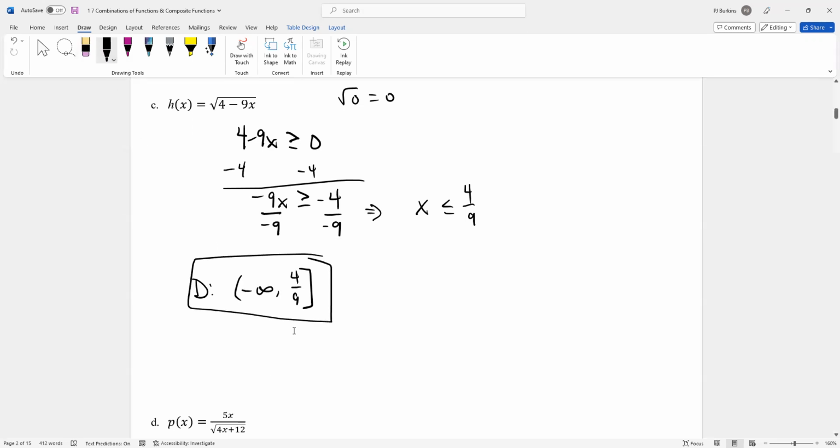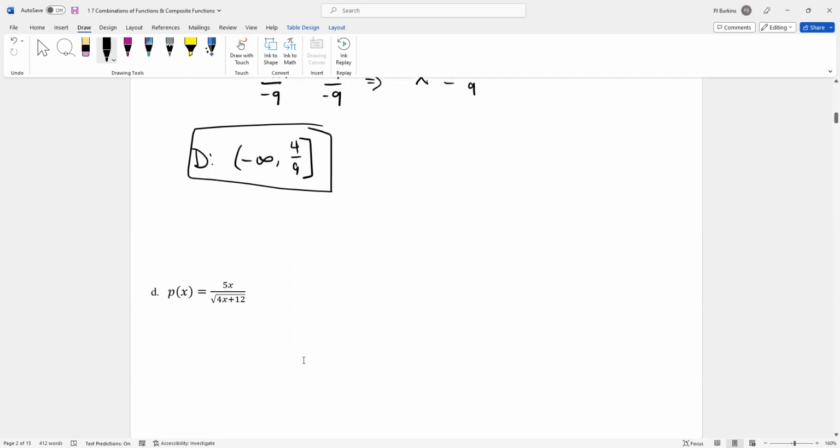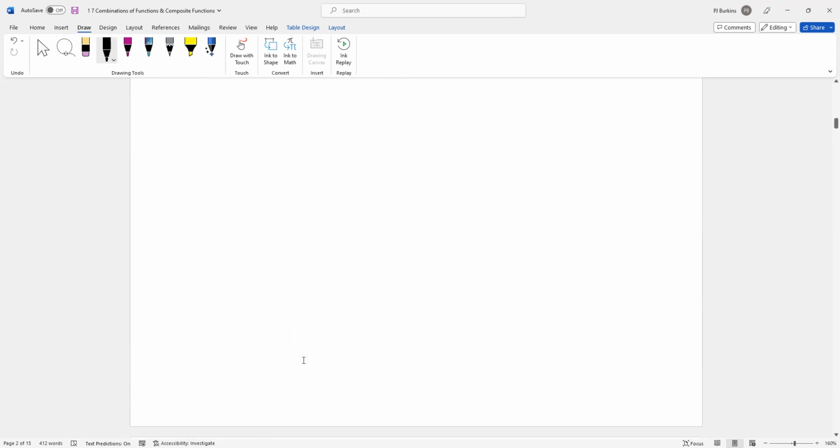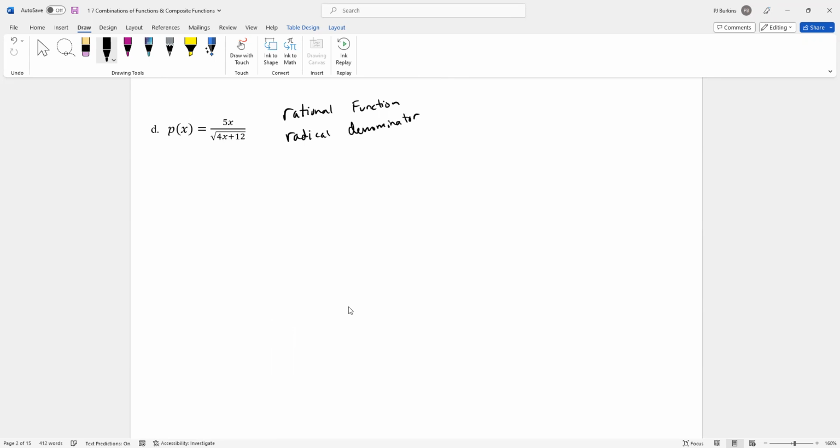Right. And the last example here under this section, I think there's one more after this one. Yeah. Okay. So this is kind of a combination, right? We have a rational function, but we also have a radical in the denominator. Okay. So we have to combine those concepts now.